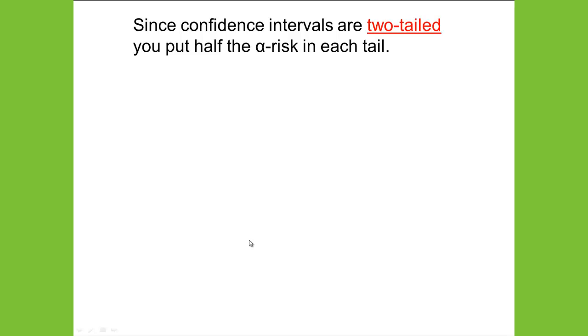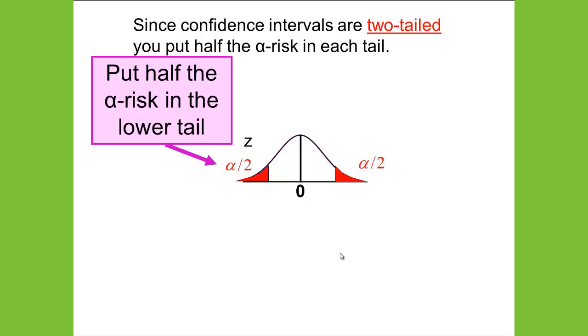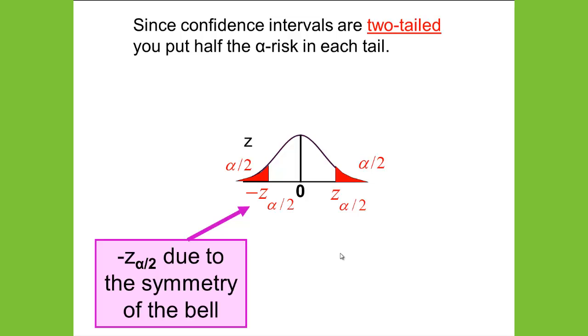Since confidence intervals are two-tailed, we will put the alpha risk in each tail. So that alpha variable we just introduced in the first video becomes the amount or percent we're willing to risk being wrong. We will put this in a left and right tail. So we draw the curve and put half of the alpha risk in the upper tail and half of the alpha risk in the lower tail. The z value with alpha divided by 2 area to the right, and a negative z alpha sub 2 due to the symmetry of the bell, will then be to the left.